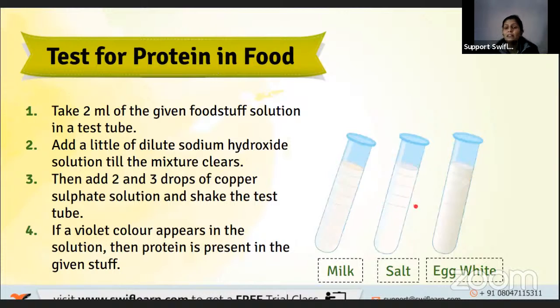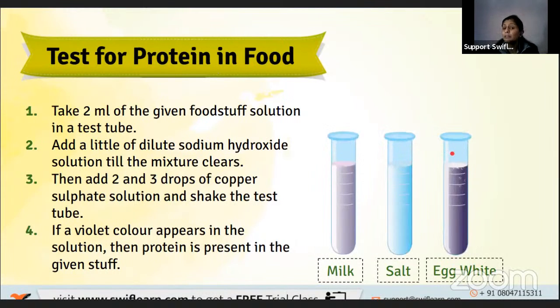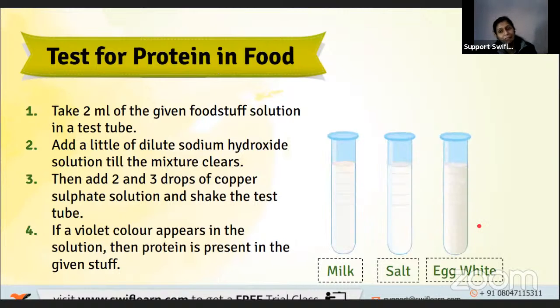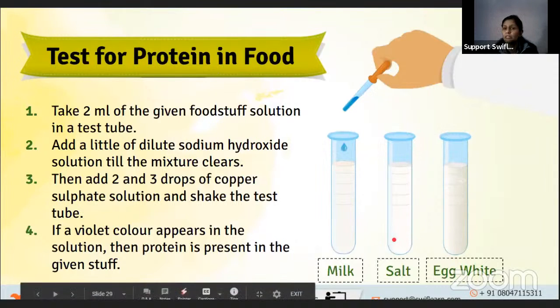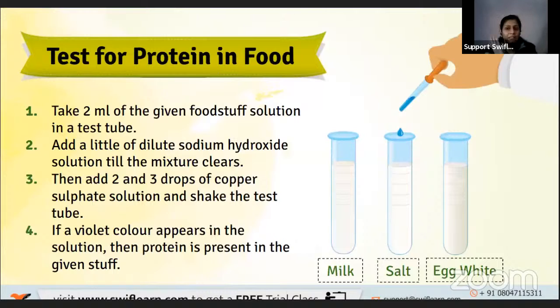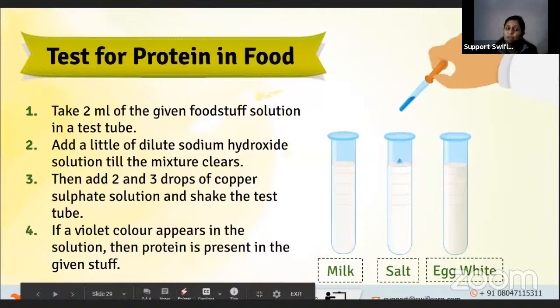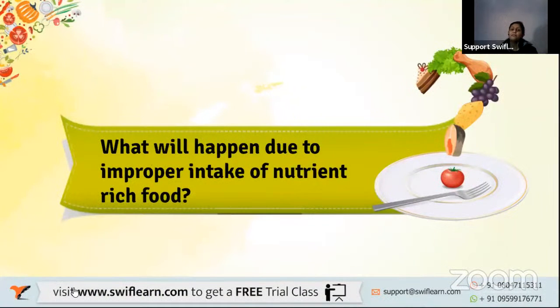Milk में हमने डाला, salt में डाला और egg white में डाला. Just have a look in which there was a color change. Milk में color change हुआ because it contains protein, और egg white में भी color change हुआ because it is also containing protein. But salt is not rich in protein. It is obviously a salt that is formed by the combination of an acid and a base. तो salt का color नहीं change हुआ. This shows the presence of protein in which food items? Milk and egg white. Now, what will happen due to improper intake of nutrient-rich food?